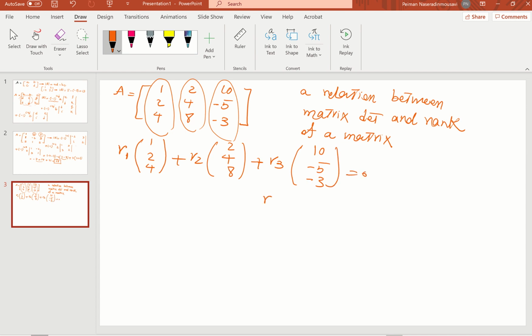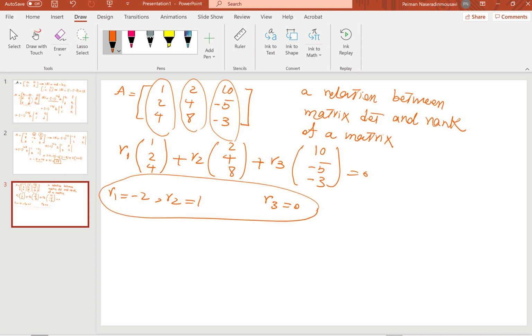It's enough that I select R3 as 0 to satisfy this relation, and R1 is minus 2 and R2 is 1. If you put them there, you're going to see that this equation is satisfied. So based on whatever I taught you about the rank of the matrix, or linearly dependent or independent columns or rows, because 2 of these coefficients are not 0, this is linearly dependent, so the matrix is not full rank.